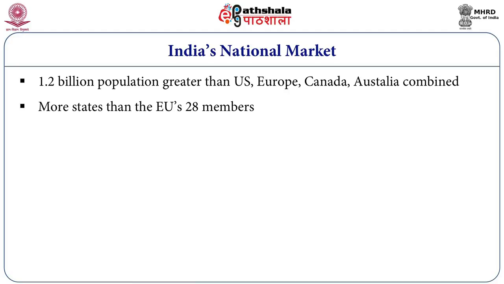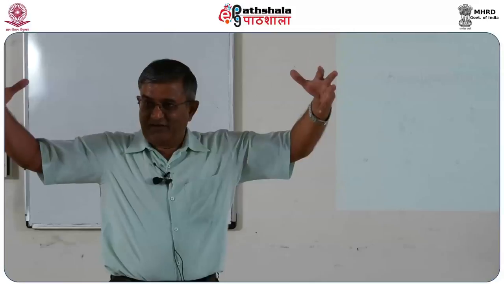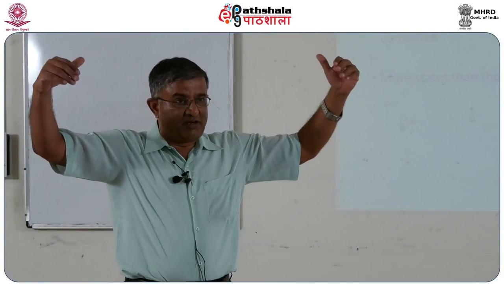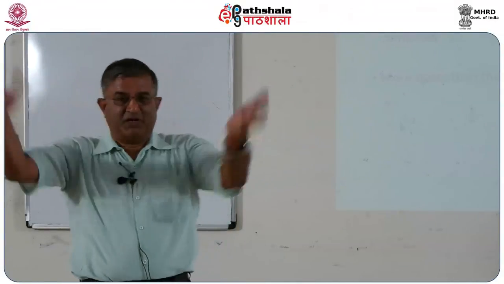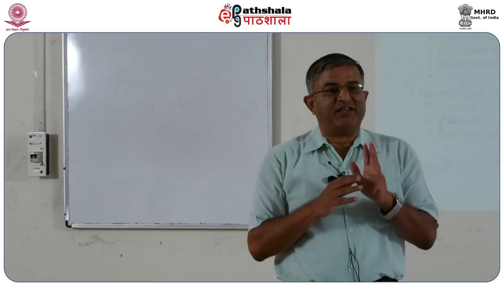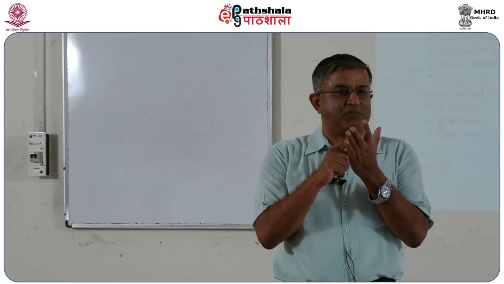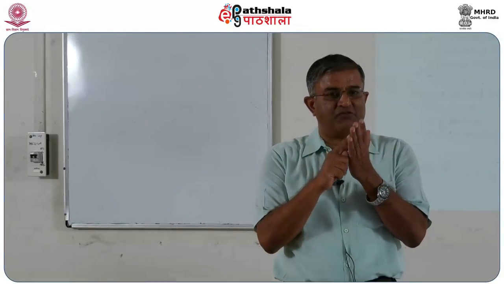As far as states are concerned, we have 29 states, 7 union territories, 36. The EU has only 28 members. We are larger in terms of physical integration, larger in terms of market. This is a huge experiment we are jumping into. Now, in the market, you must have what is called a uniform definition of a tax. See, GST is defined as consumption type, production type, or income type. These are three different types of GST.